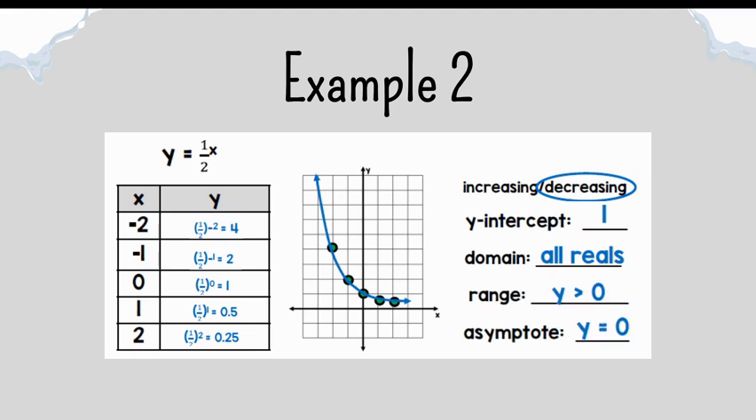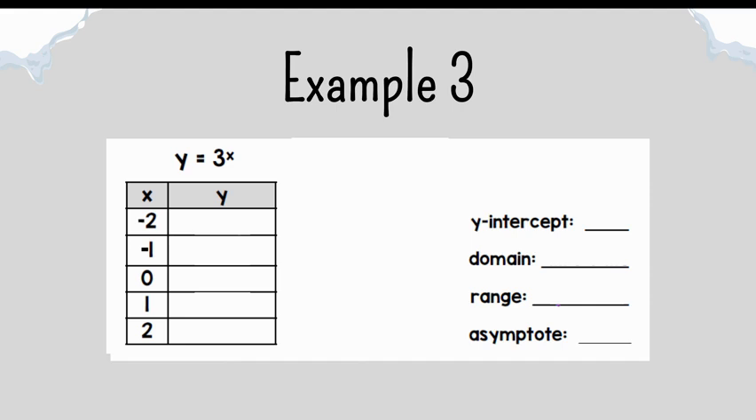And our asymptote is y is equal to 0. You must write it as an equation. The asymptote is just not a number. It is a whole equation of a line. So we should be saying y equals.